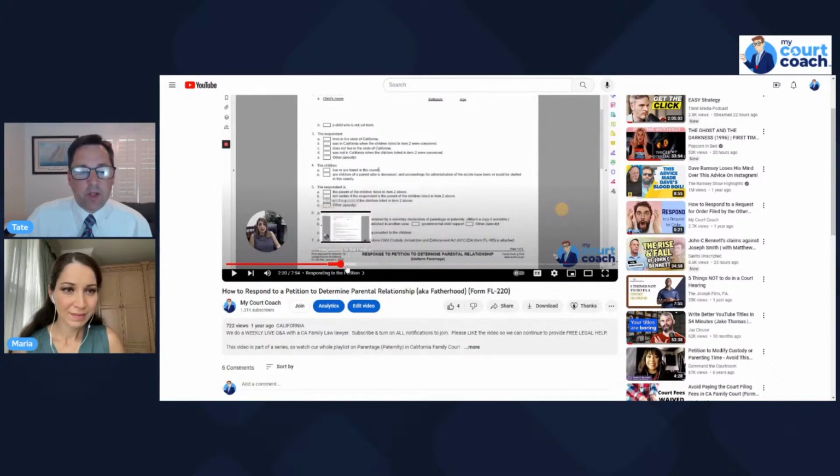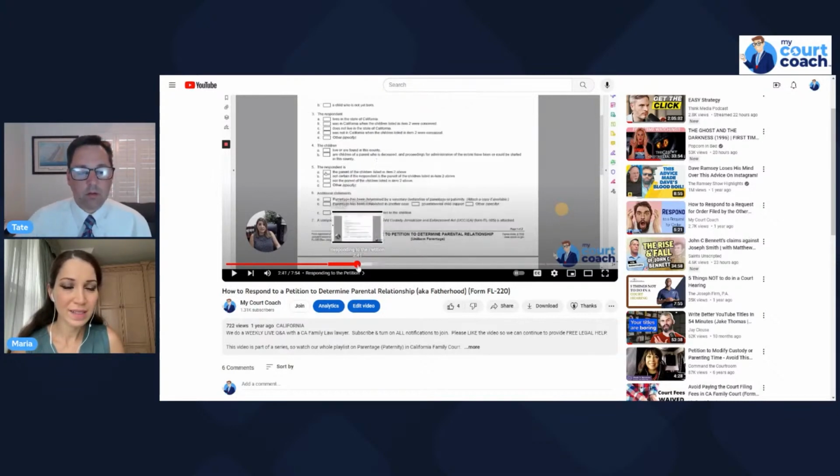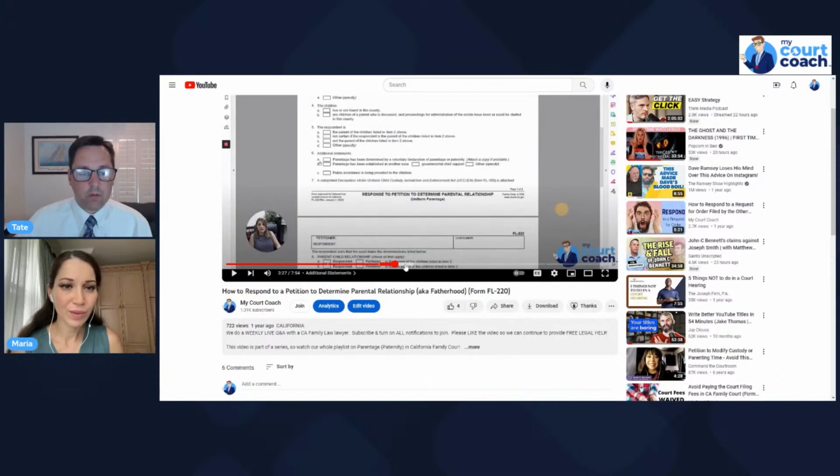Maria, can you just sort of lay the groundwork as to what this Form FL 220 is about and what is a petition to determine the parental relationship? Yeah, absolutely. So normally this process to establish parental rights is done when the parties aren't married, but there's a child. So typically you'd have to go through the courts to have the parental rights established. And this is the form that's responding to the petition.